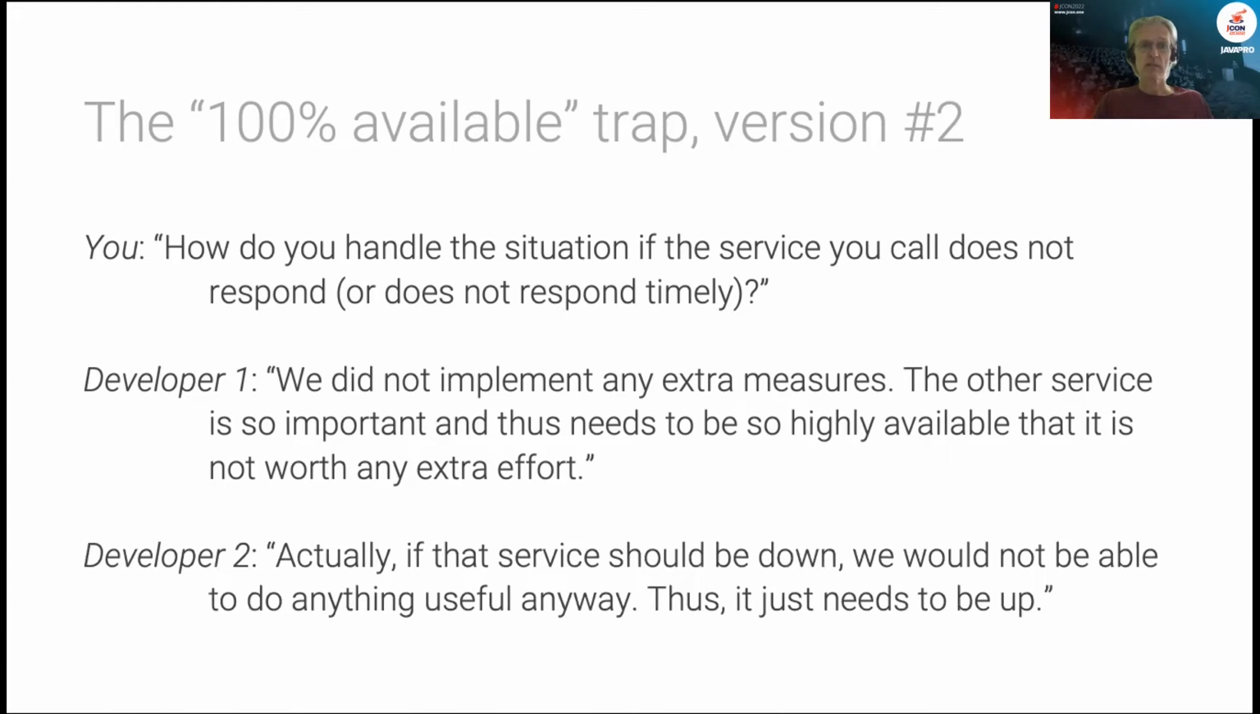And yeah, the other developer then added, well, if that service should be down, we would not be able to do anything useful anyway. So it just needs to be up. Okay, they also told me that they got the service design in a way that they had to blindly rely on the availability of their service. So they even got the functional design wrong in some way, so that it didn't support distribution in any way. We will talk about that in the 5th challenge a little bit more. So yeah, the 100% available trap: assuming that you and everything around you is available 100% of the time.